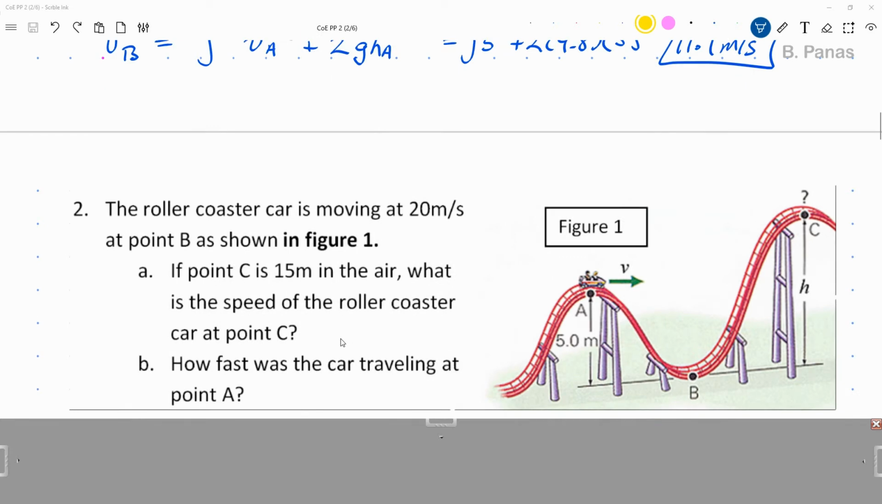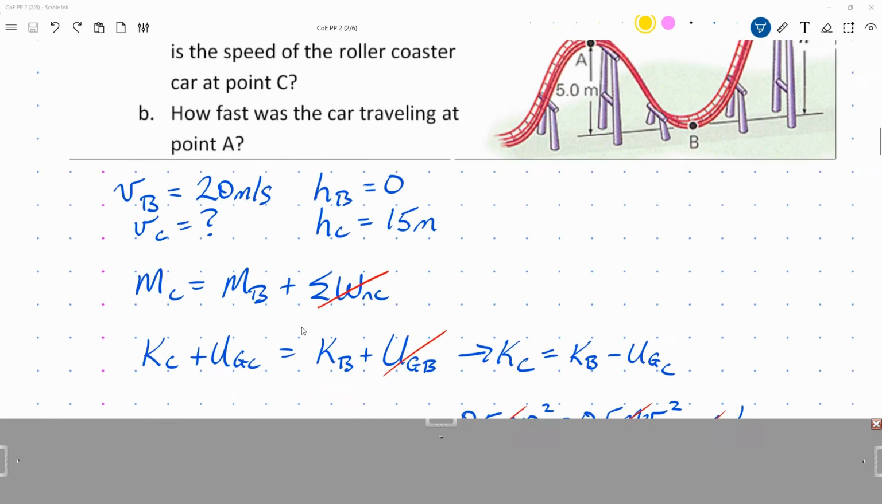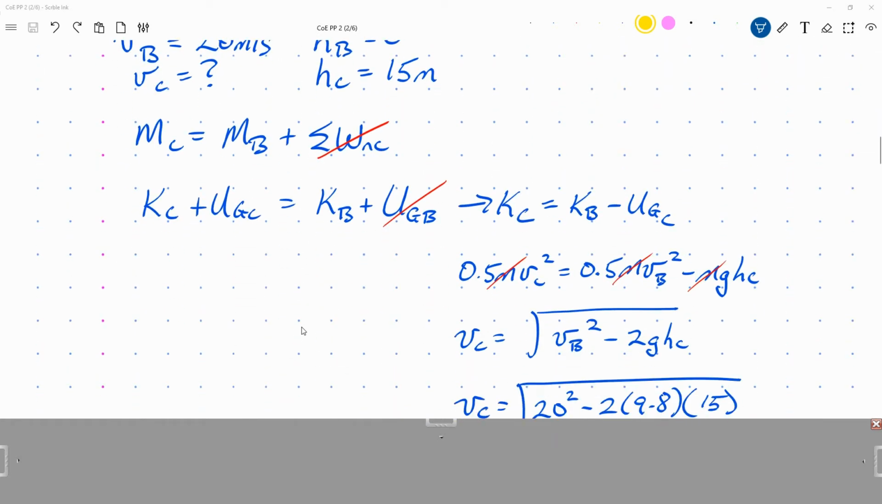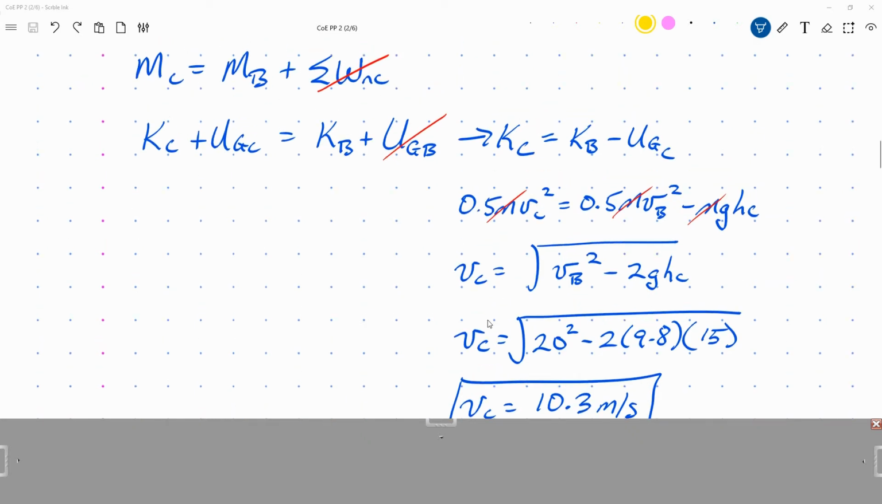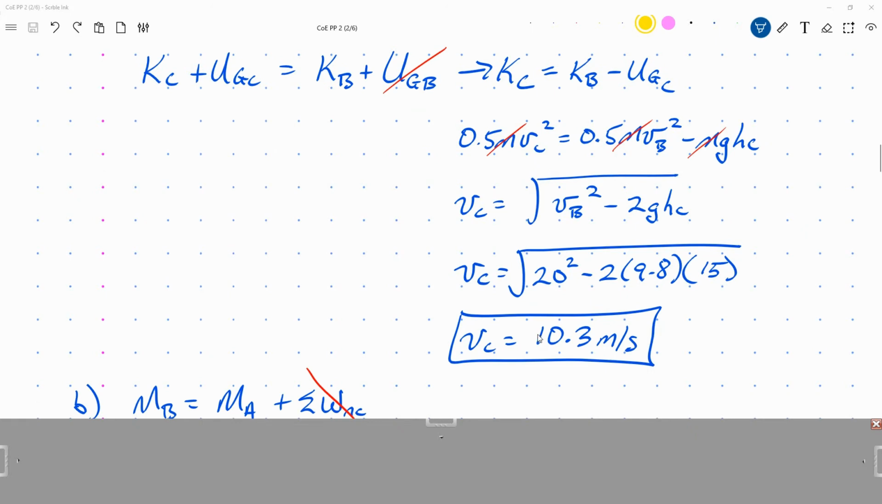Okay, moving on to number 2. Same diagram, the same basic setup. We're now considering if point C is a given height, so it's a different configuration than before. If it's 15 meters, then what is the speed when it's at point C? So really this is yet another repeat of the same basic type of problem we just did. I wrote it up a little bit differently in a solution that's coming up. So this really is just a repeat to find the speed at point C.